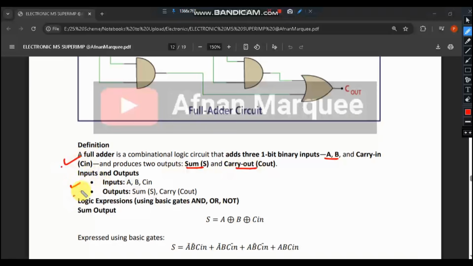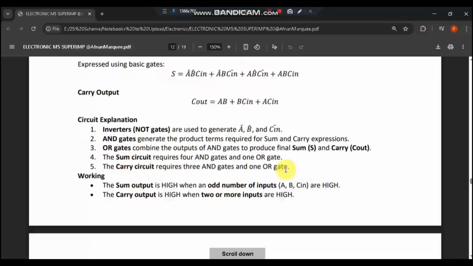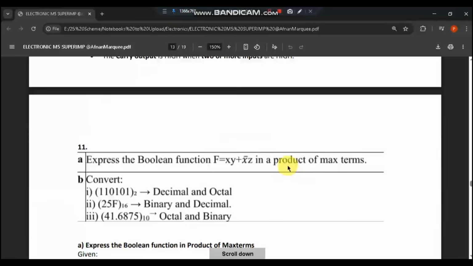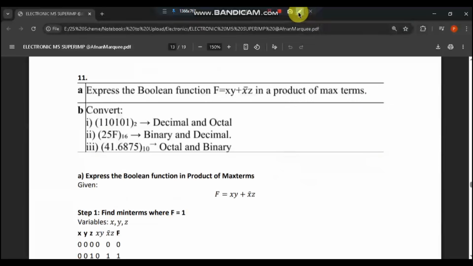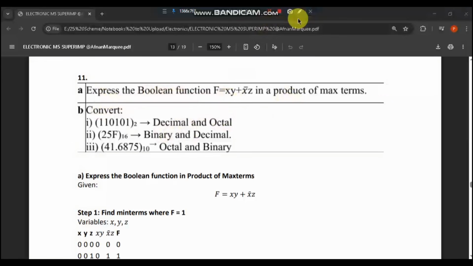Next, the inputs and outputs you will write here, and using the logical expressions, you'll write the equations for the sum and the carry out. Finally you have to write these two. If you don't write, you might lose some marks. Next is express the Boolean function in the product of max terms, as well as conversion. As you can see, this is so important that you do not miss these kinds of questions, when you have to do the POS and the SOP conversion and the conversions of the different bases.